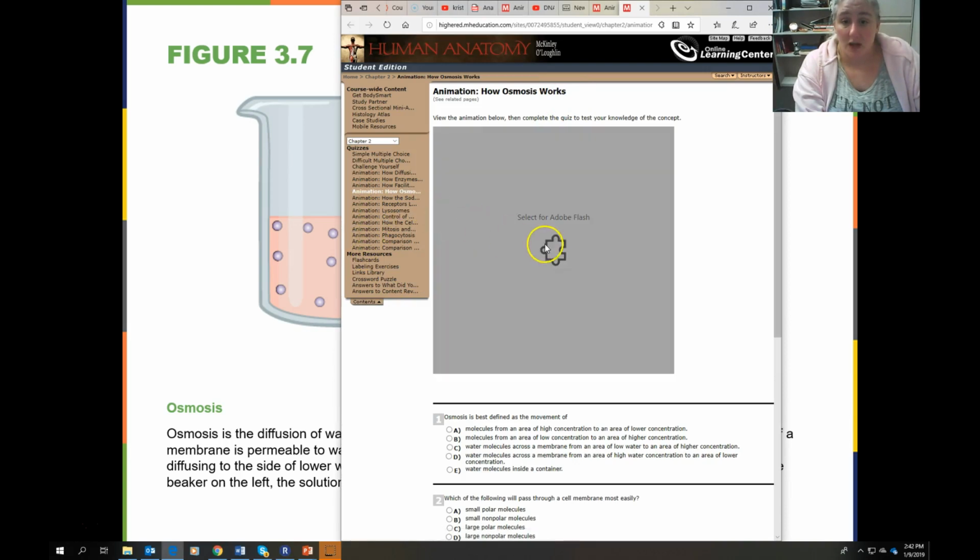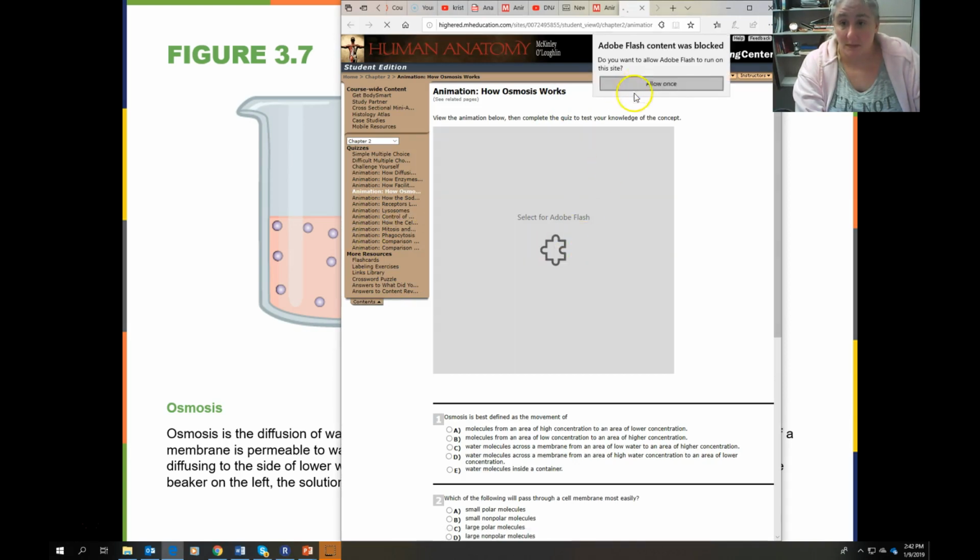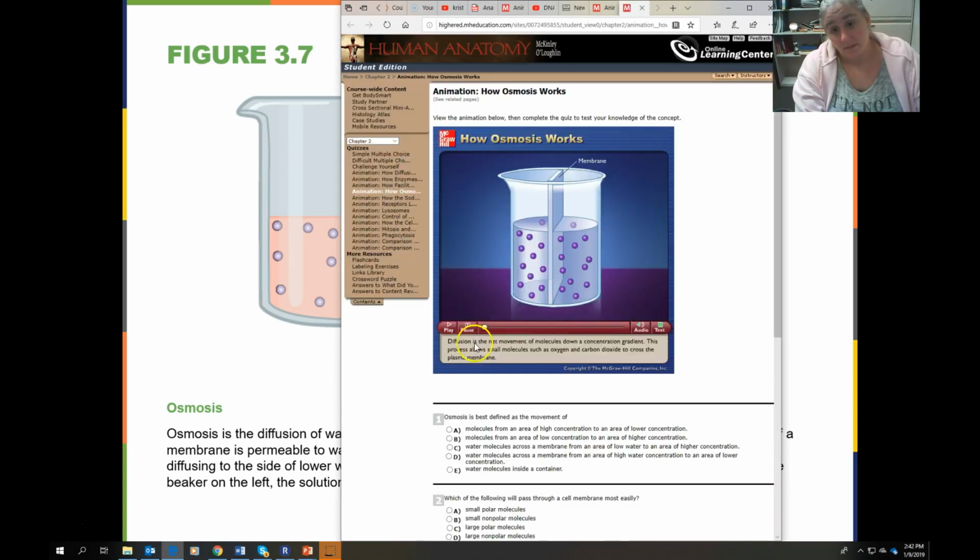And here's your osmosis. Diffusion is the net movement of molecules down a concentration gradient. This process allows small molecules, such as oxygen and carbon dioxide, to cross the plasma membrane.